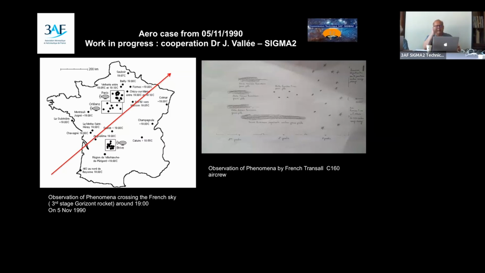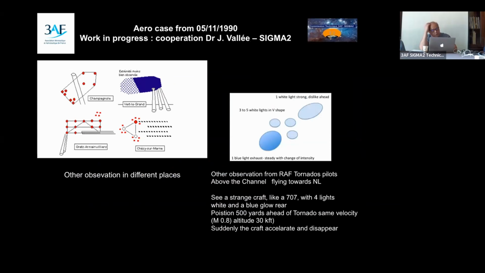For example, I put the picture on the right part of the screen, which is the drawing of one member of your crew. Of course, the different wakes, the points and so on can suggest possible re-entry phenomena. However, the perception you had can also be similar to other observations that were made at the same moment. That's the following slide that I'm showing, because we see different shapes. The drawings that you see here are the shapes that were observed in different places.